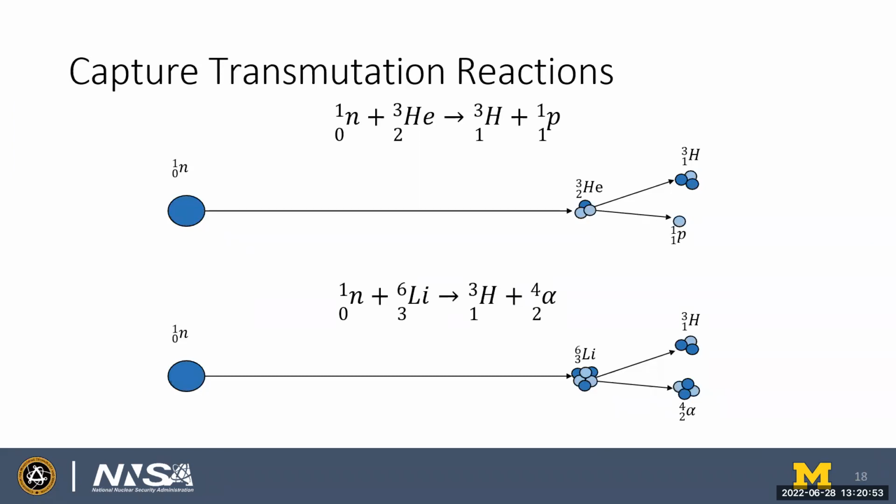So here's one example of a capture transmutation reaction. On the top, we have a neutron being absorbed by a helium-3 atom, and then it emits a triton, which is a tritium, a hydrogen-3 atom, and a proton. Another reaction that we can have is neutron absorption by lithium. So lithium-6 absorbs a neutron, and then emits a triton and an alpha.